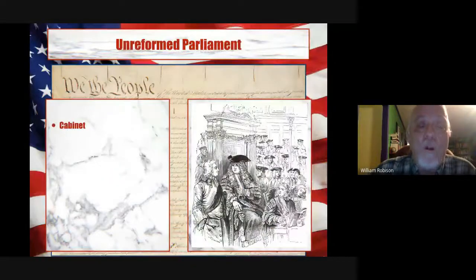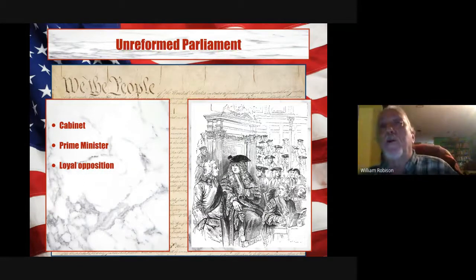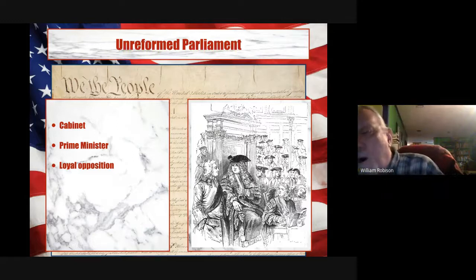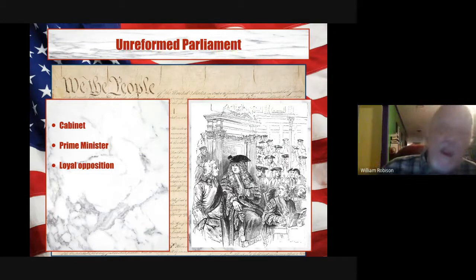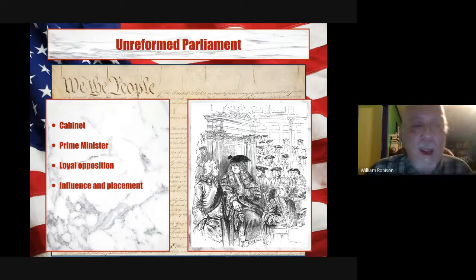The unreformed Parliament of the 18th and 19th centuries by now had a cabinet made up of a prime minister and other ministers. By now, it was possible to oppose the government, to be part of what's called the loyal opposition without being accused of treason. You know, if you're a Democrat, we have a Republican president, you can oppose him. If we have a Democratic president, you're a Republican, you can oppose him. And nobody thinks that you're a traitor because you do that. But the 18th century is really the first time that's possible in Britain.